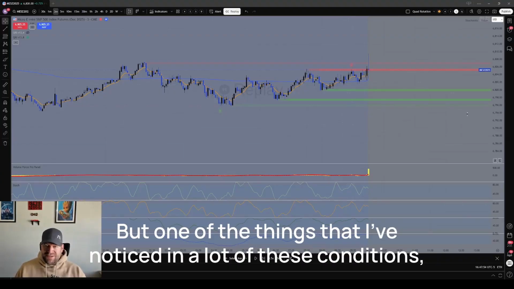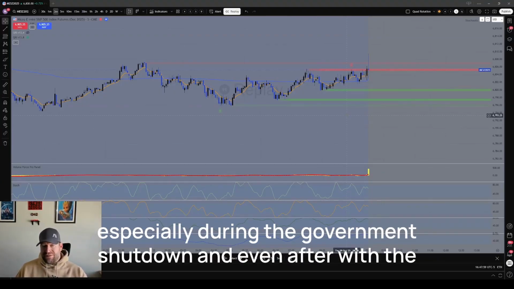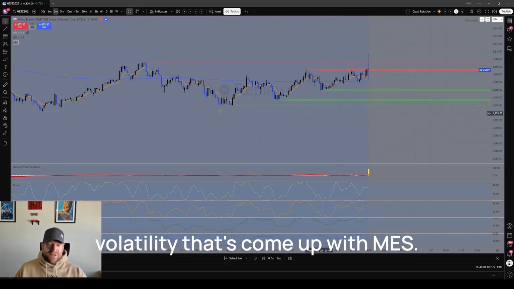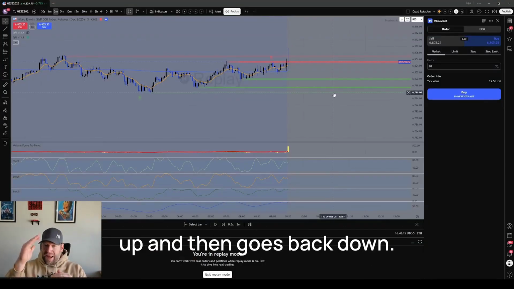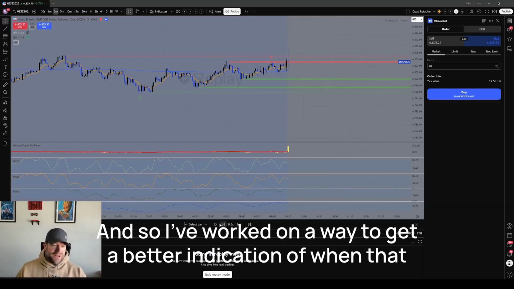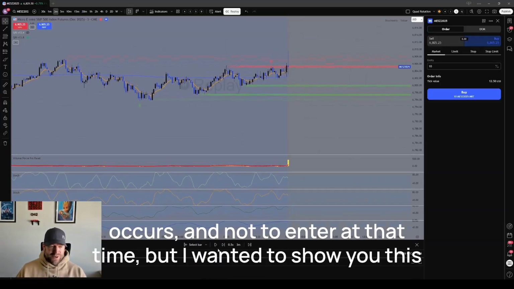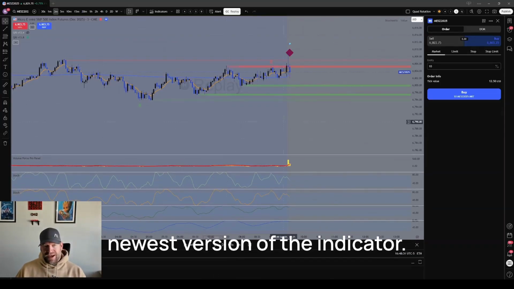But one of the things that I've noticed in a lot of these conditions, especially during the government shutdown and even after, with the volatility that's come up with MES, is that we get a lot of it crosses over the 9 EMA, ticks back up, and then goes back down. And so I've worked on a way to get a better indication when that occurs and not to enter at that time. But I wanted to show you this newest version of the indicator.